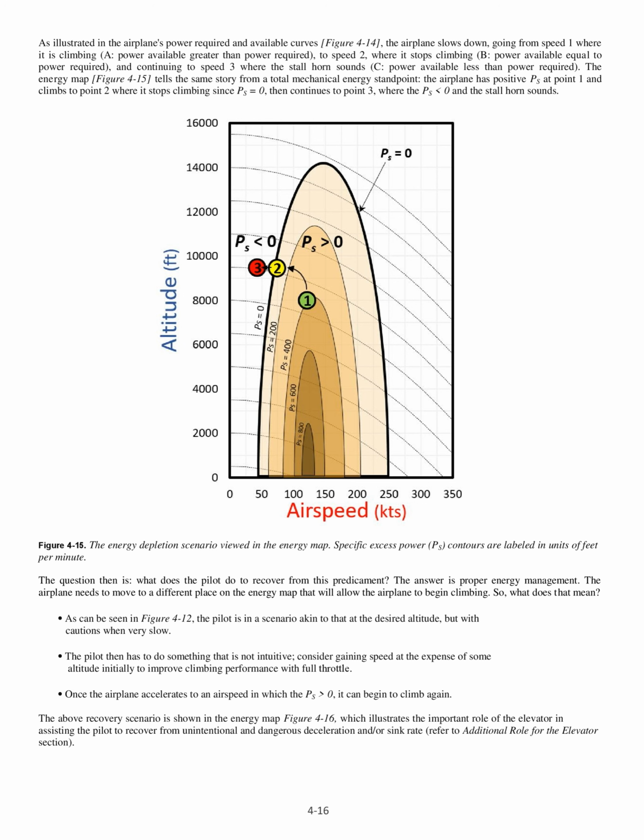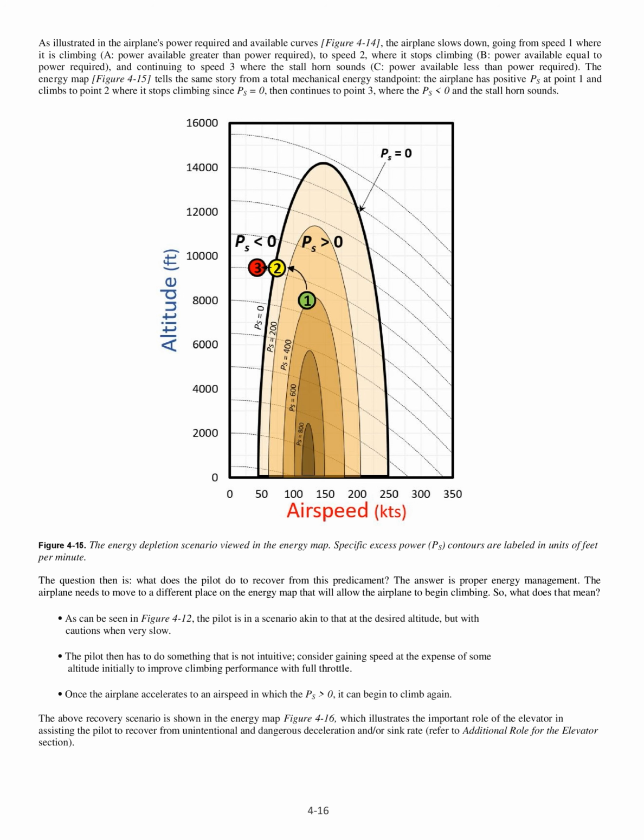As can be seen in Figure 4.12, the pilot is in a scenario akin to that at the desired altitude, but with cautions when very slow. The pilot then has to do something that is not intuitive: consider gaining speed at the expense of some altitude initially to improve climbing performance with full throttle. Once the airplane accelerates to an airspeed in which PS is greater than 0, it can begin to climb again.